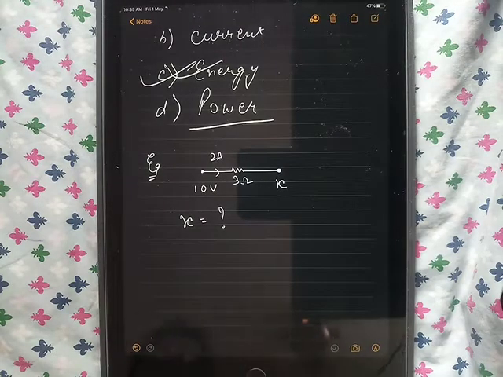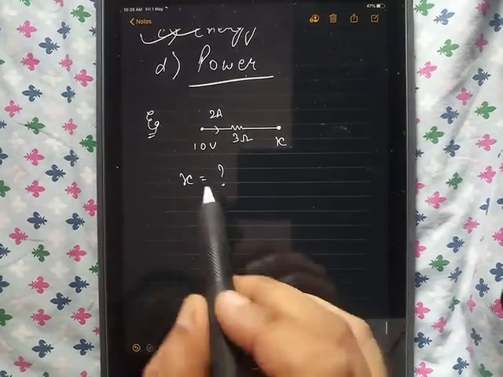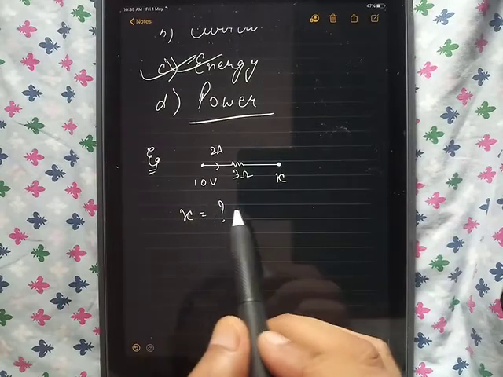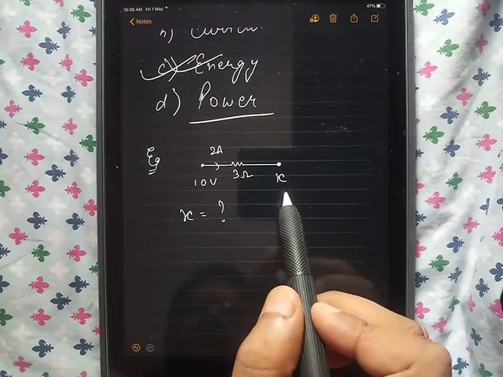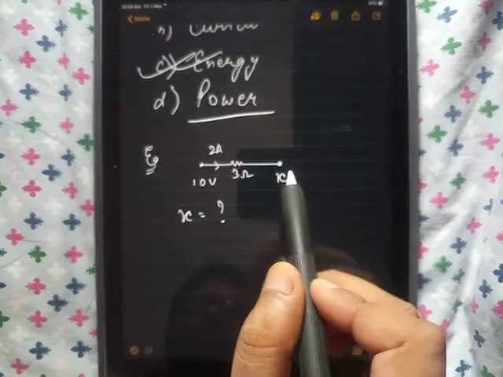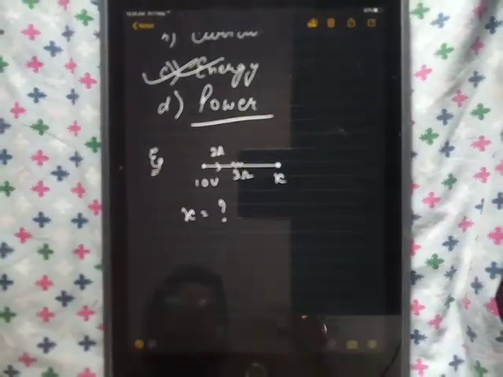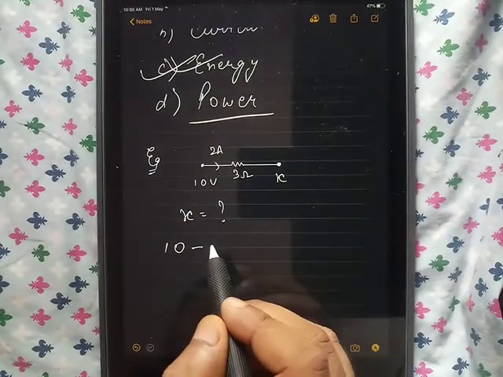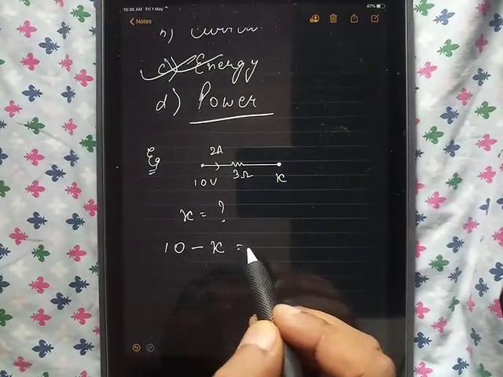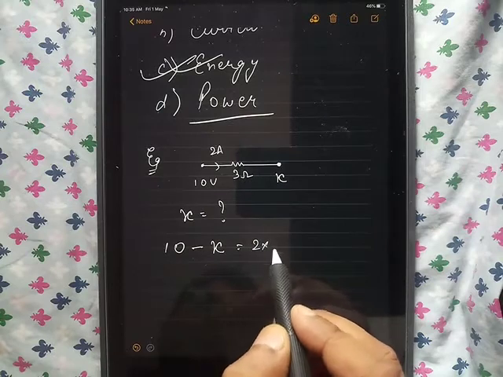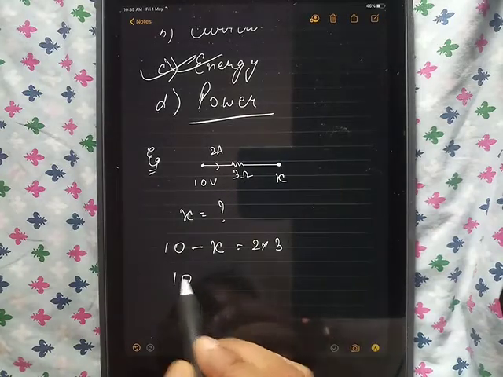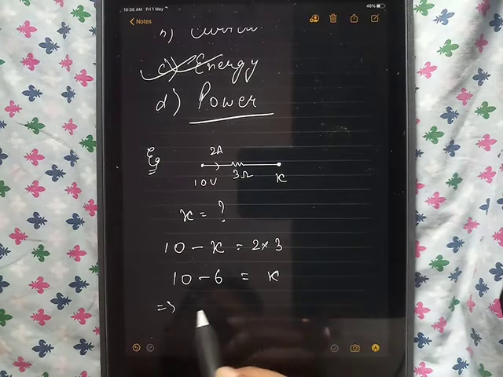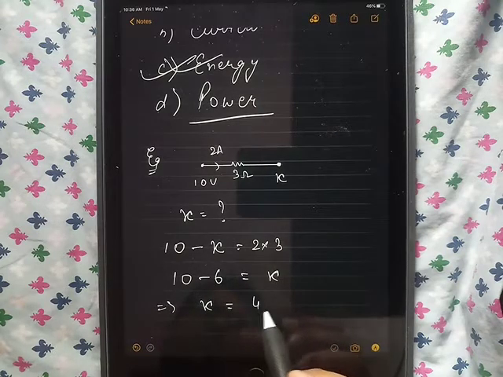Let us solve. As we have already studied that current will flow from higher potential to lower potential, means the value of X must be less than that of 10 volt. Here we can write potential difference higher minus lower, 10 minus X equals IR, 2 into 3, 10 minus 6 equals X, or X equals 4 volt.